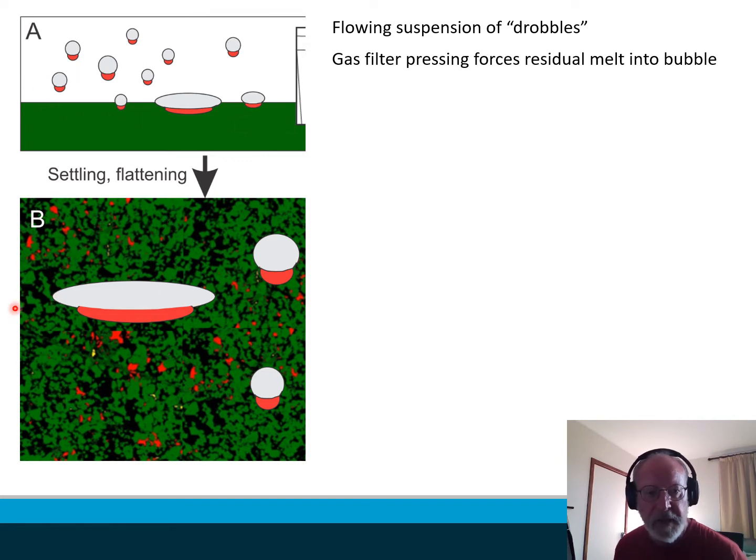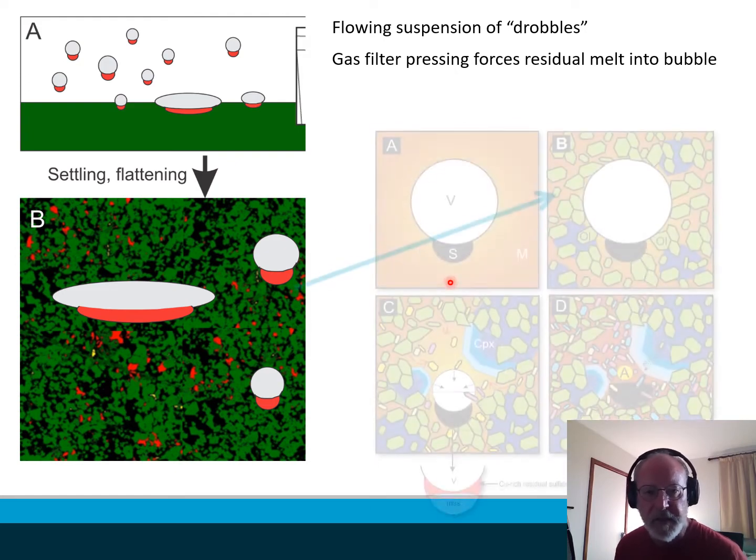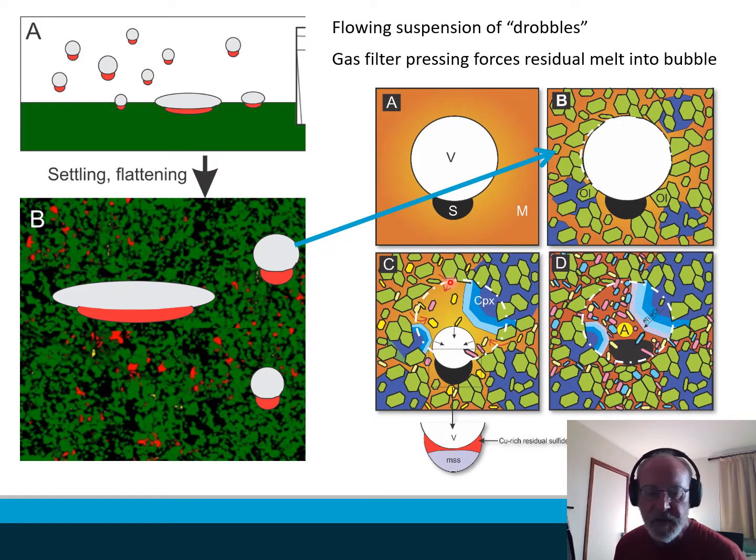The green is the olivine, and the grey and red things there are these composite bubble drobbles that accumulate in the crystal pile, and then a subsequent process leads to this gas cap, this vapor cap here, getting infilled by silicate minerals. And that's a fairly complicated process that I don't have time to go into. We wrote a paper on this a couple of years ago, which you can follow up on if you're interested. But that's the story of the Norilsk drobbles.